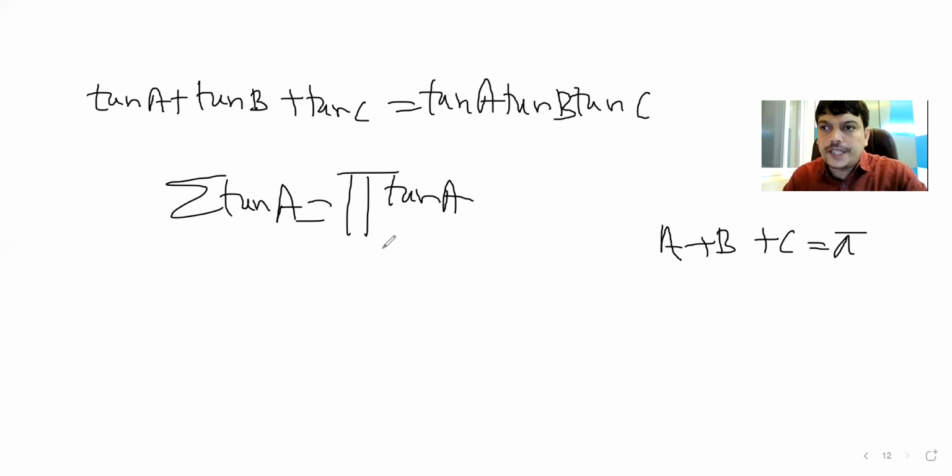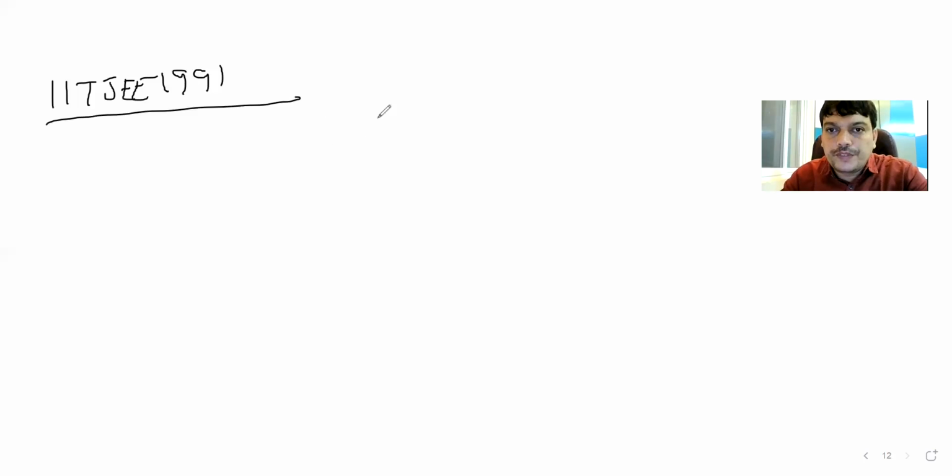We'll now proceed to the next problem. So let me discuss the next question. Again, I'm going to discuss a previous IIT question, which was given in IIT JEE 1991. So let's discuss this problem. This is also based on Sine Rule. So let me write down the problem first.